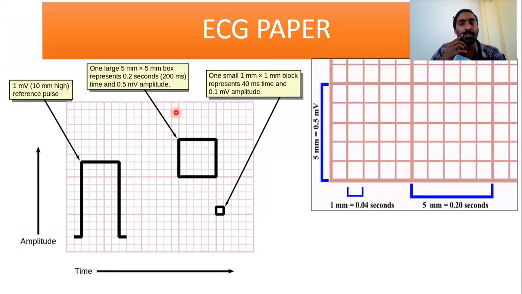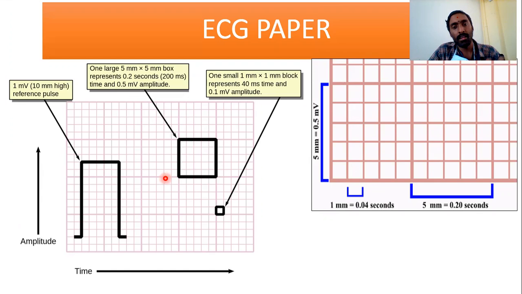So once we know what these waves are, let's understand the ECG paper. The ECG paper has large boxes and small boxes, and it represents amplitude on the y-axis and time on the x-axis. Each large box has 25 small boxes, and each large box is 5 millimeter by 5 millimeter. So each small box is 1 millimeter by 1 millimeter. First point. The second point is the ECG paper moves at 25 millimeter per second, which means that 1 millimeter will be equal to 0.04 seconds. Hence, 1 millimeter represents 0.04 seconds on the x-axis.